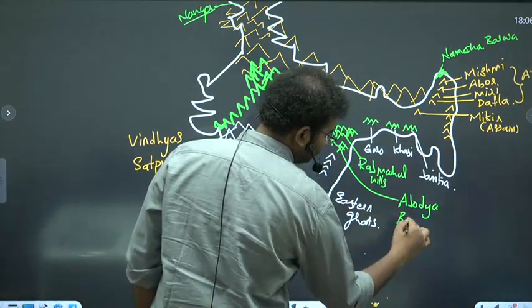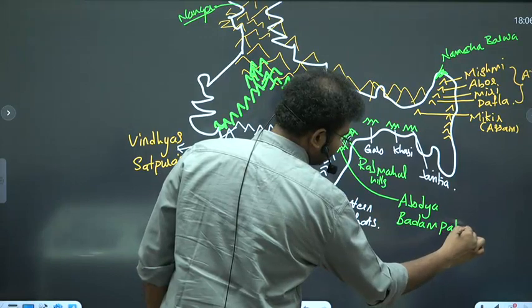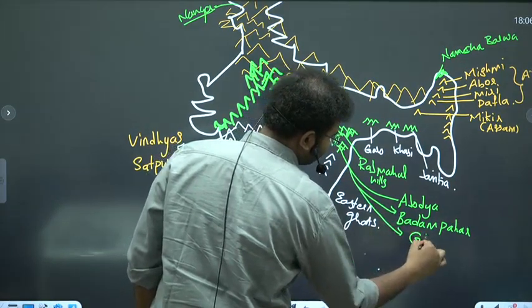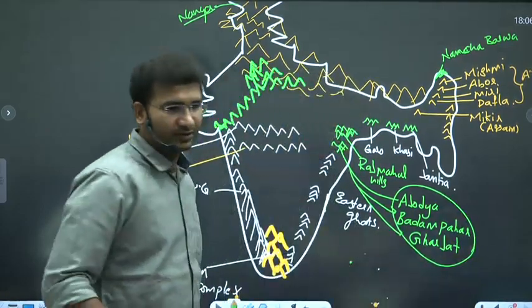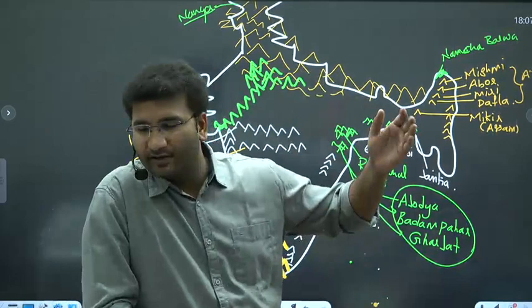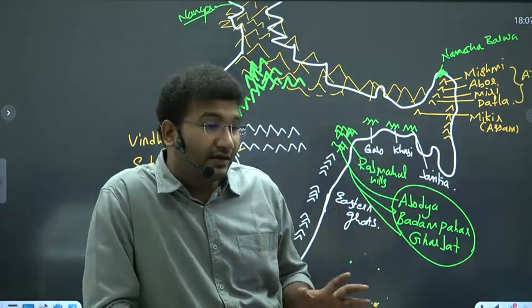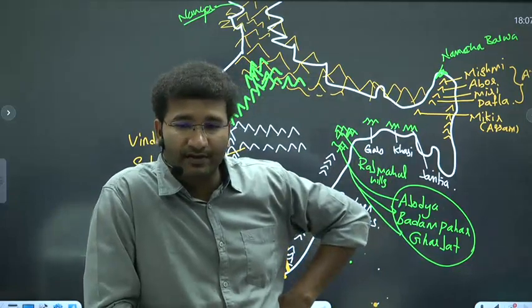Ajodhya, Badam Pahad, and Garjat. On the boundaries of West Bengal and the Jharkhand area, you will find them in the main map. Go to the state map, the West Bengal area map.